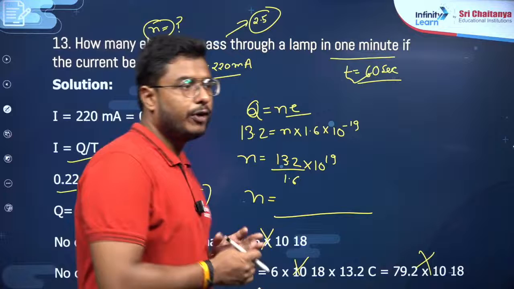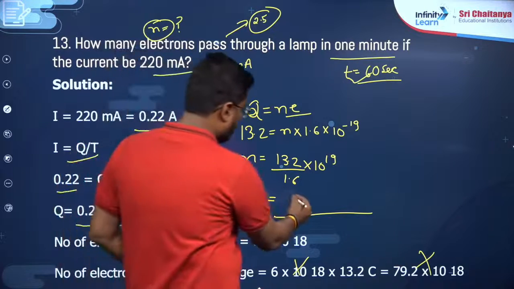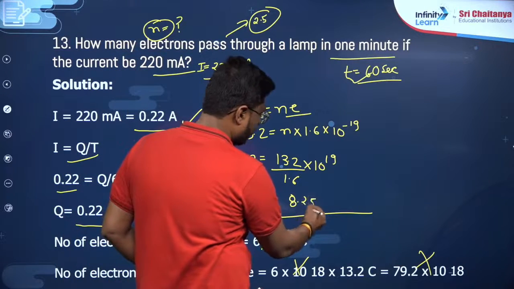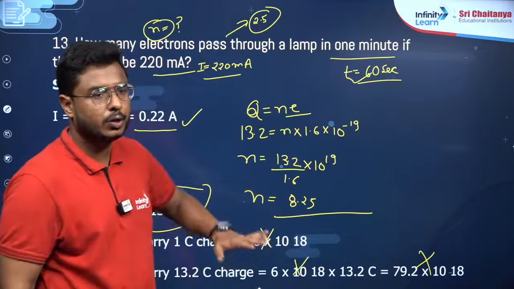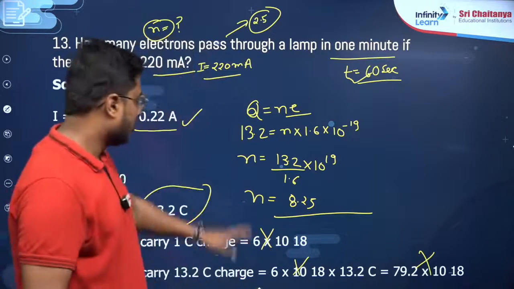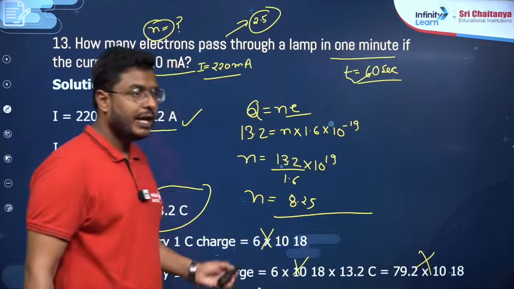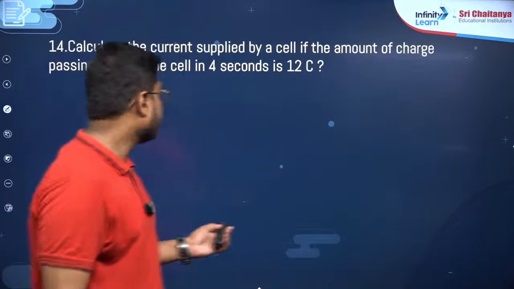You are saying 8.25 is coming. Yeah, the answer will be 8.25 into 10 to the power 19. So this calculation is wrong. You can ignore that particular calculation. Okay. So this will be 8.25, and the power you can check here. Fine. Let's move ahead with the next question.